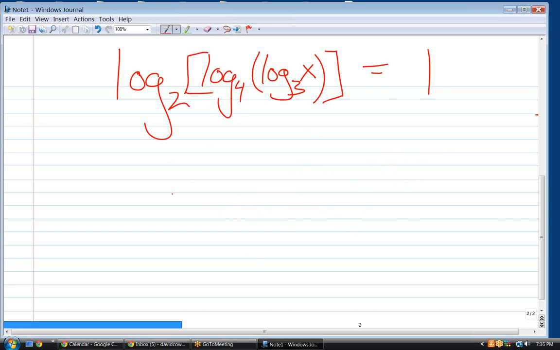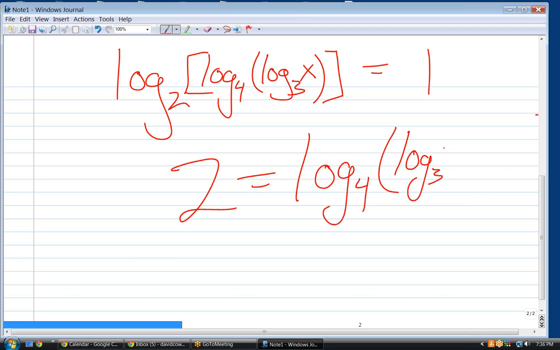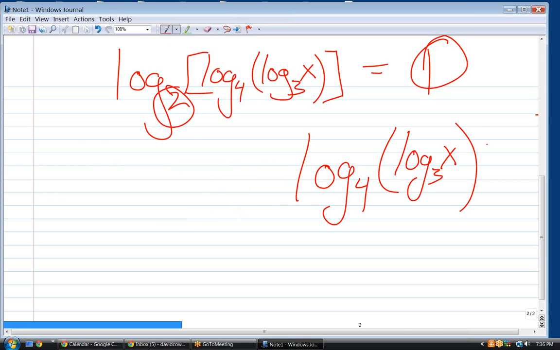If we switch this to exponential, then I have 2 equals log base 4 of log base 3 of x, right? In other words, I've taken 2 to the 1 power equals the argument. And the argument in our case is log base 4 of log base 3 of x. See how I got to this? Okay. Now, let's turn that back into exponential again. In other words, let me put the 2 on the other side. Give me the exponential expression of this line.